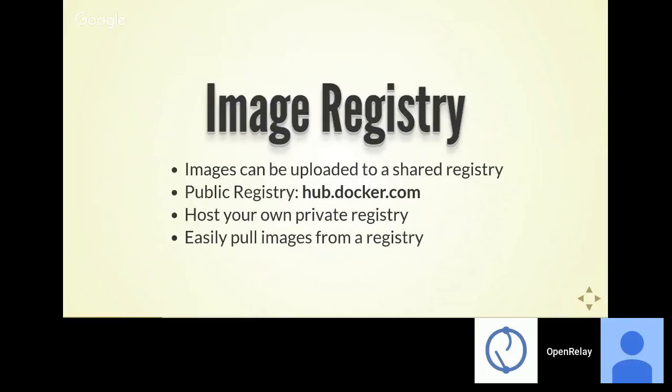Next, we have the image registry. So after you have an image, you can take that image and you can upload it to a shared registry. So there's a public registry at hub.docker.com, but it's really easy to host your own private registry. And whether you're using Docker Hub or your own private registry, you can easily pull images from a registry. So this makes it easy for developers to share dependencies with each other. It makes it easy for deployments to just pull an image from an image registry and deploy it at runtime.